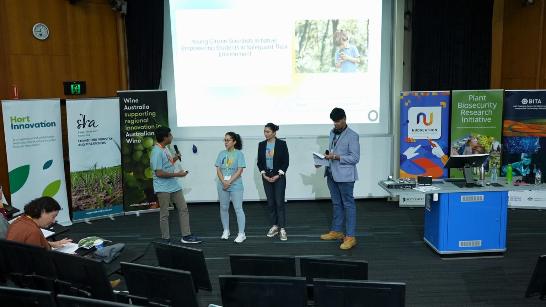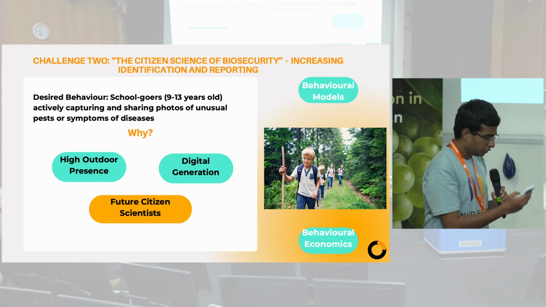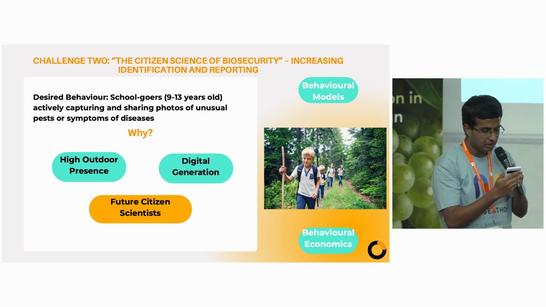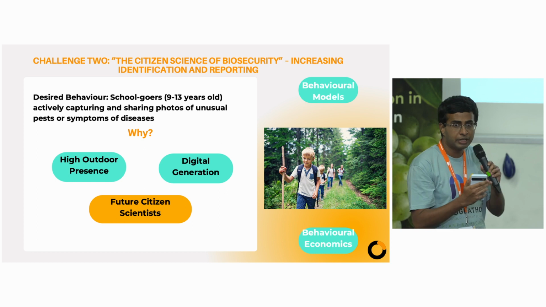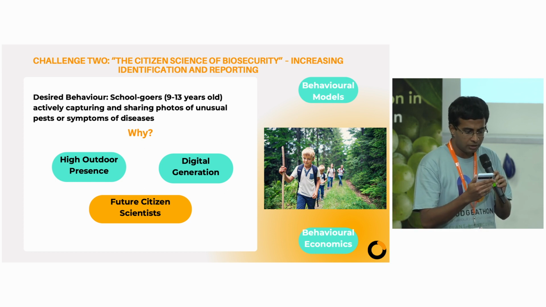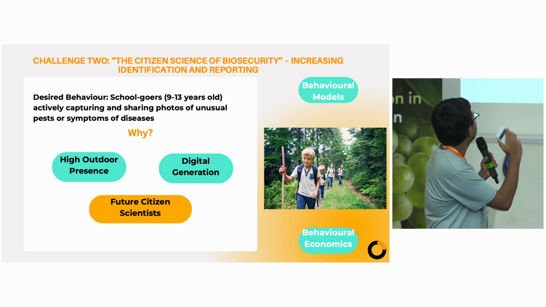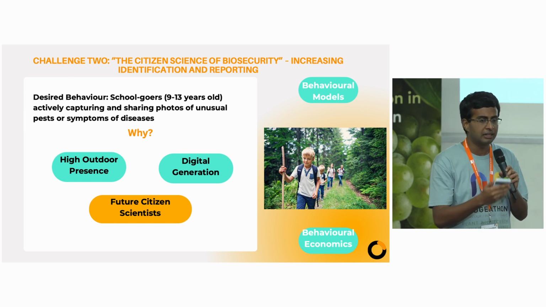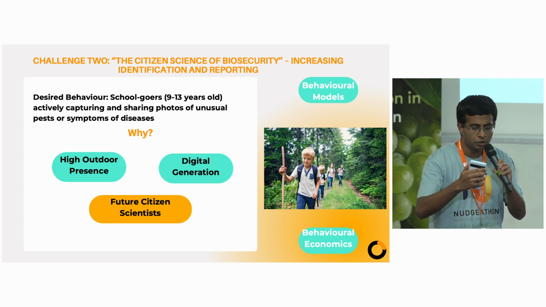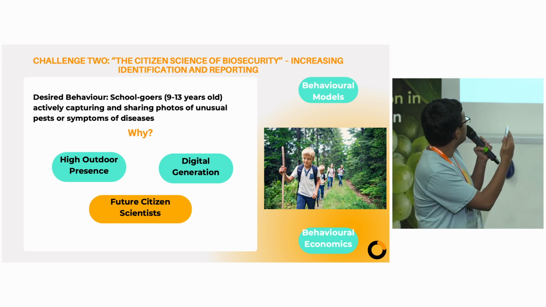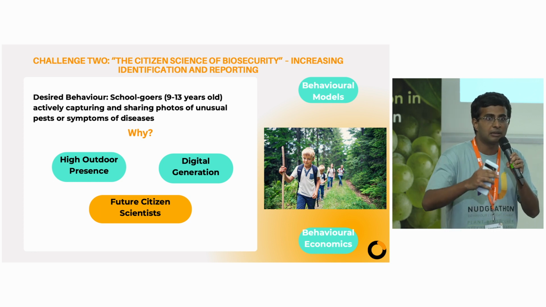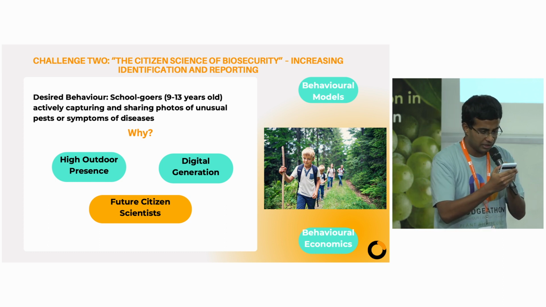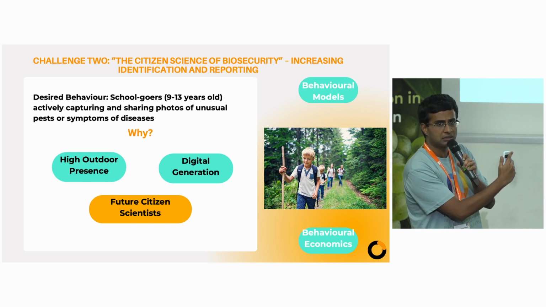So, in this initiative, as was initially mentioned, we plan on focusing on the second challenge of the problem, and that is on increasing identification and reporting involvement from citizens. As part of this, our main focus lies on school students, especially those aged 9 to 13, involving them in becoming young citizen scientists who are involved in reporting and identification of pests through photo activities and reporting of image samples.